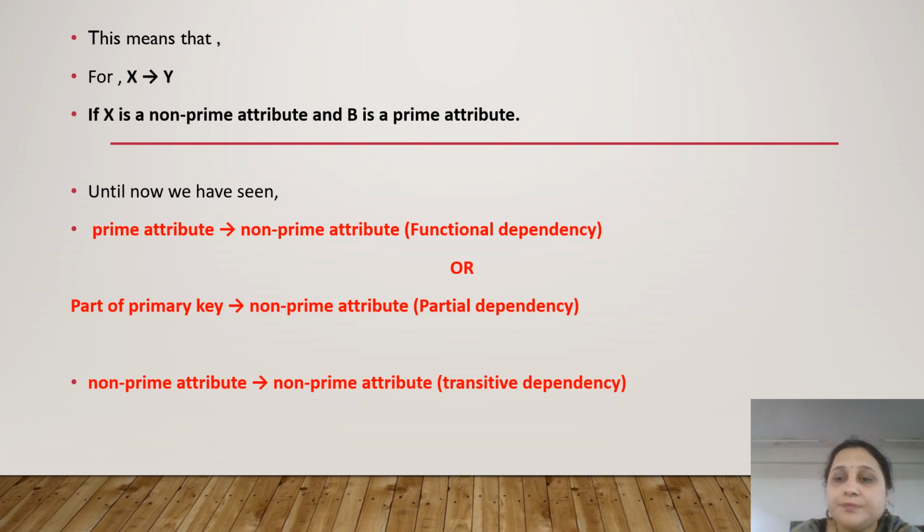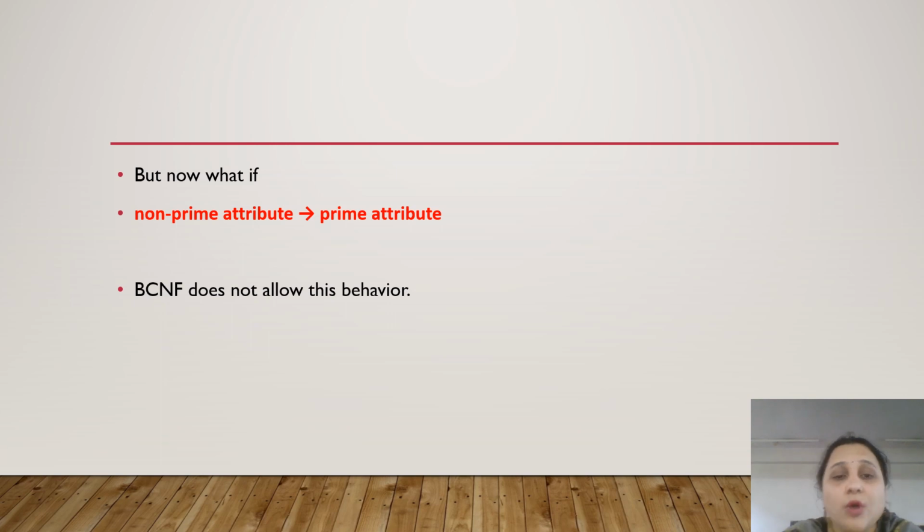Okay. So in Boyce normal form, the prime attribute is trying to derive the non-prime attribute. Okay, means some column which is a primary key is trying to derive the non-prime attribute. So that is a violation of your Boyce normal form.